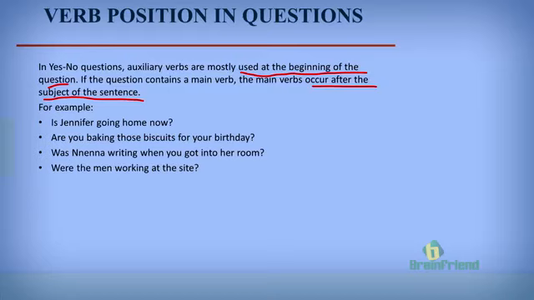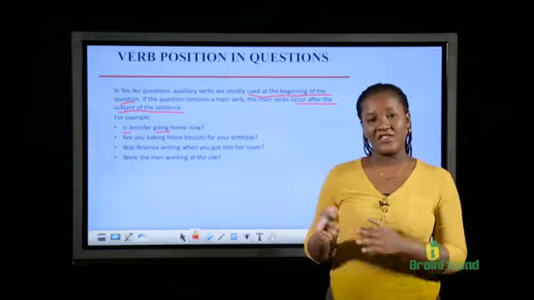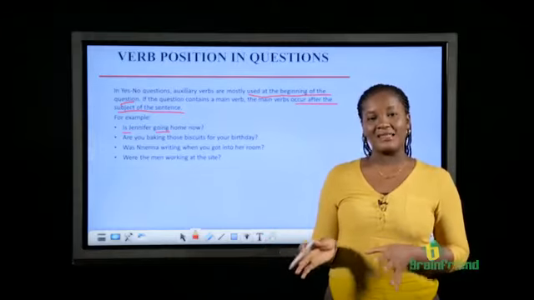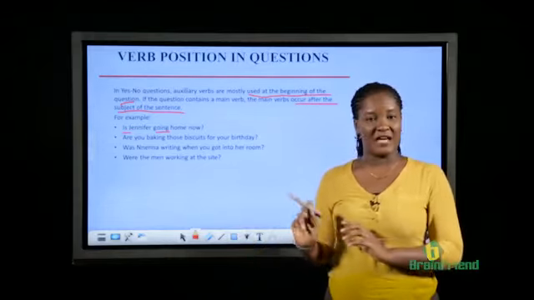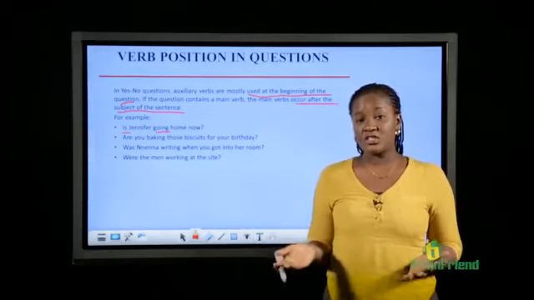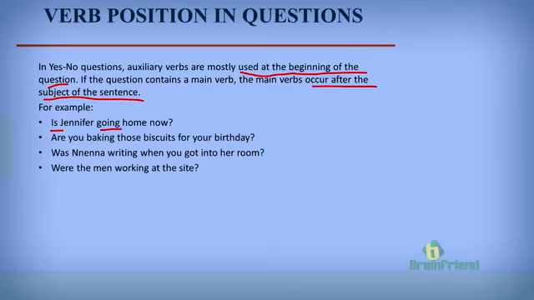For example, is Jennifer going home now? We also find that after the auxiliary verb at the beginning of the question, we have the subject of the question and then the main verb of that question. Now, most yes-no questions do not necessarily have main verbs. Most of them just come with auxiliary verbs. But if there's a main verb in a yes-no question, it will come after the subject of that question.